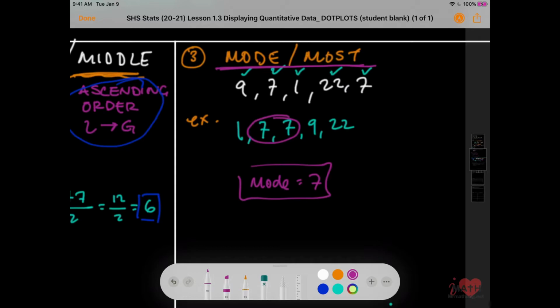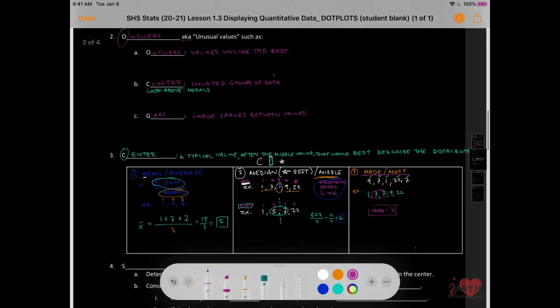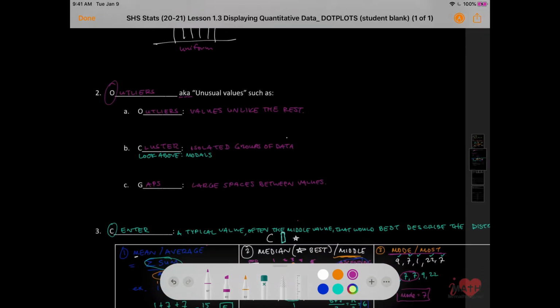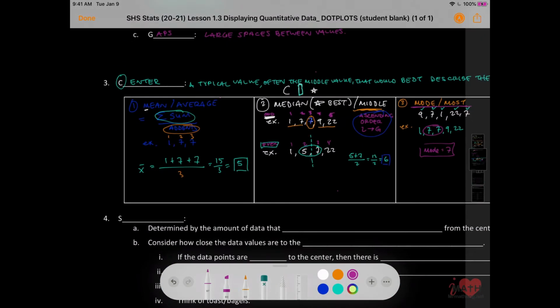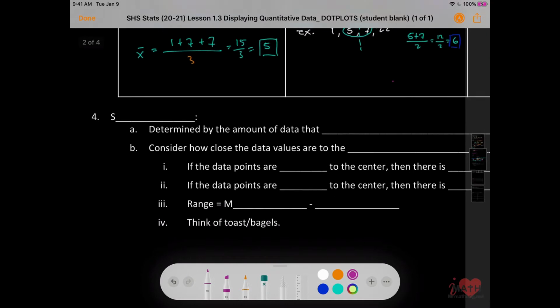All right, let's get to the last letter of SOCS. S stands for shape, O for outliers, C for center, and then S stands for spread.